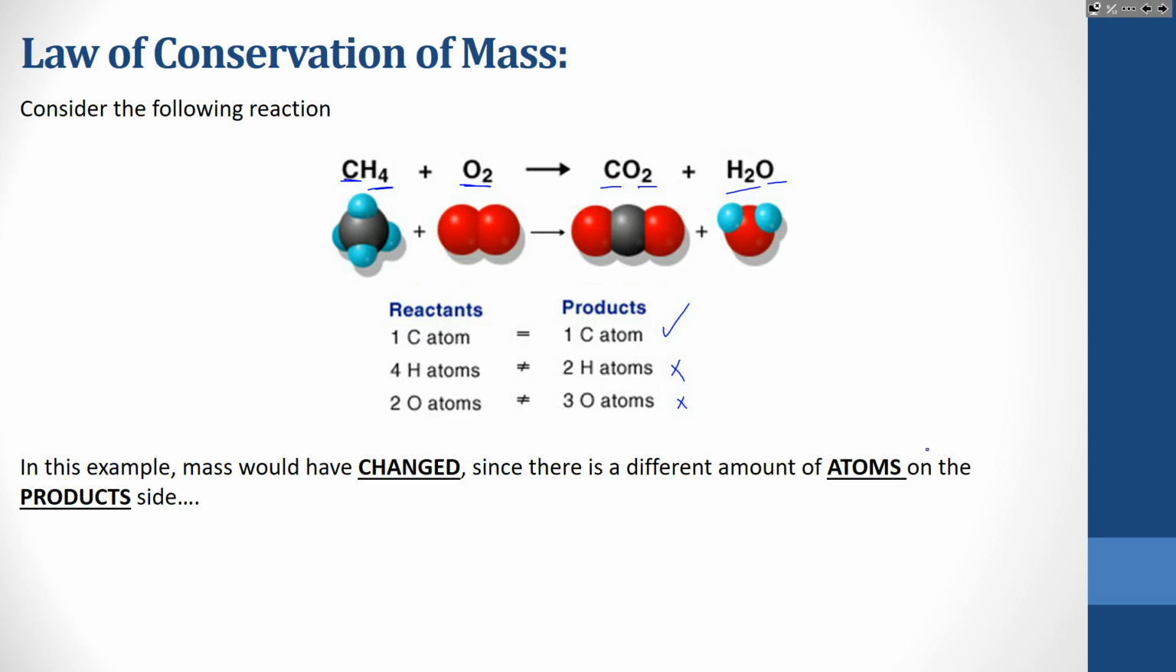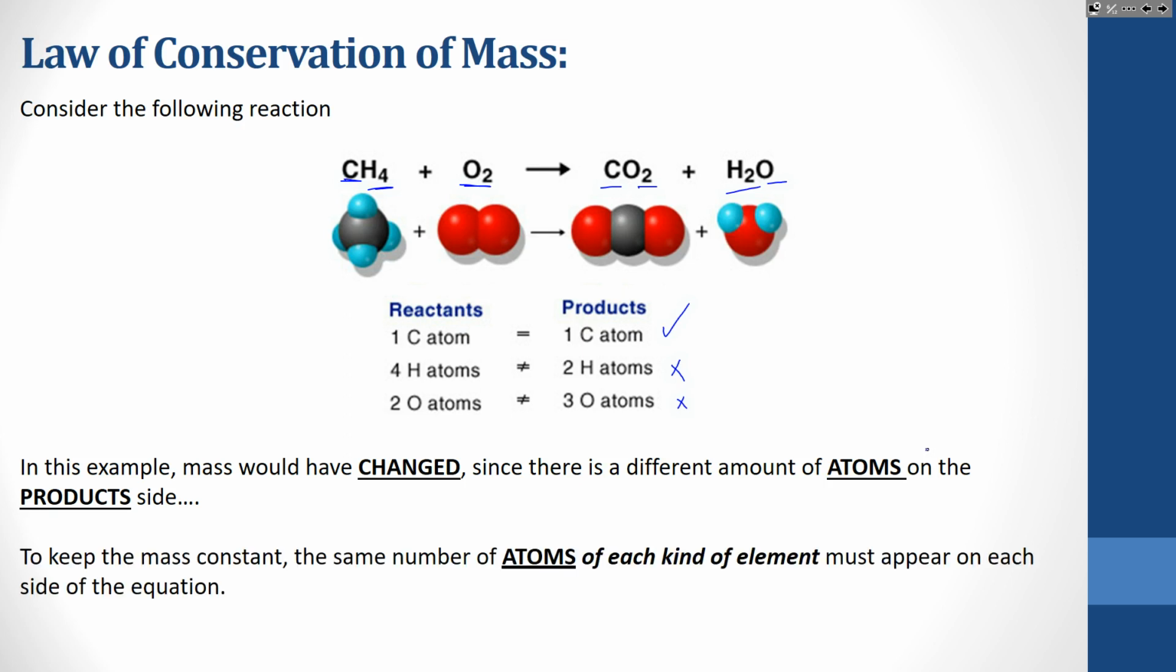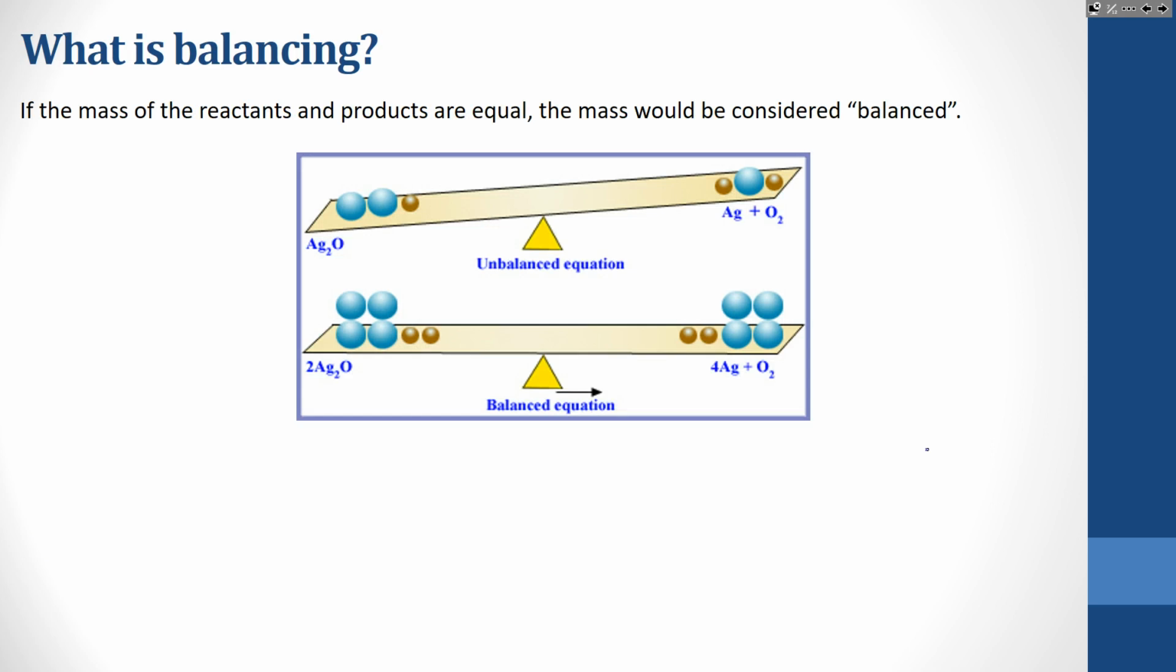So if that happens, your mass would have changed, right? Because you actually end up with different amounts of things on each side, which means your mass would change. So to keep that mass constant, we must have the same number of atoms on both sides so that everything stays the same, and our equation is what we call balanced. If something is balanced, if you think about like a teeter-totter, if a teeter-totter is balanced, you have the same amount of mass on both sides of the teeter-totter. So what does that mean? Well, in a balanced reaction, everything is the same on both sides. You have the same amount of things on both sides, which means you have the same mass. But in an unbalanced equation, you don't have the same mass.